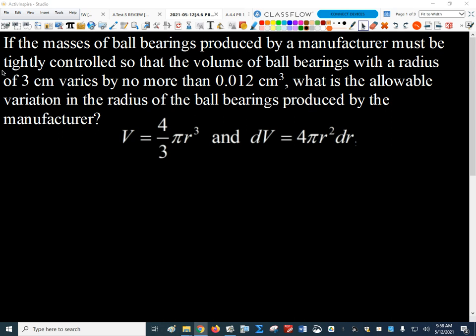So let's look at this example here. You guys talk me through this, please. The masses of ball bearings produced by a manufacturer must be tightly controlled, so the volume of all the ball bearings with a radius of 3 centimeters can vary by no more than 0.012 cubic centimeters. What is the allowable variation in the radius of the ball bearings? Okay, take a second. We have to make sense of that question.